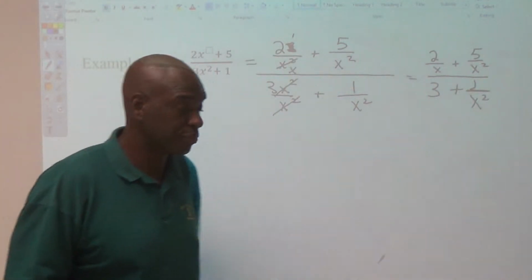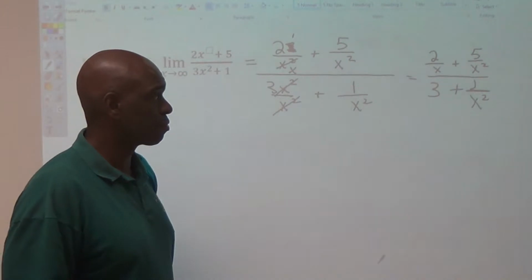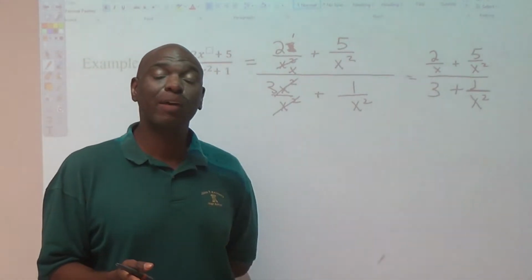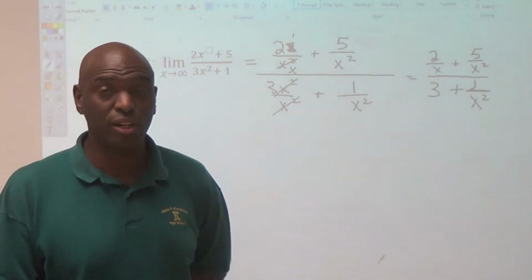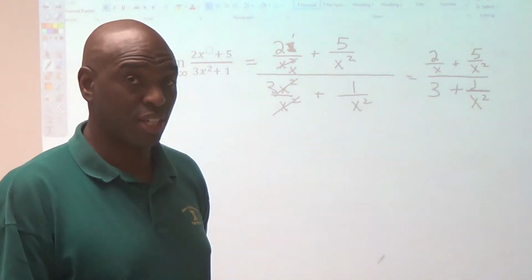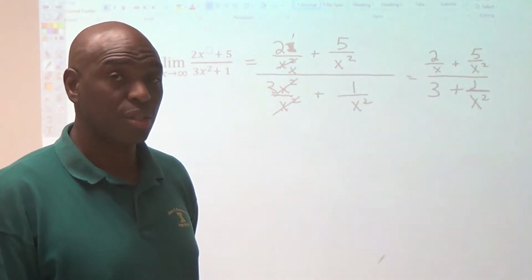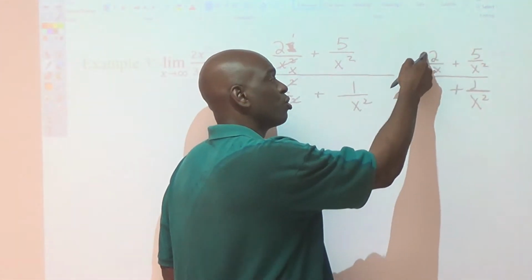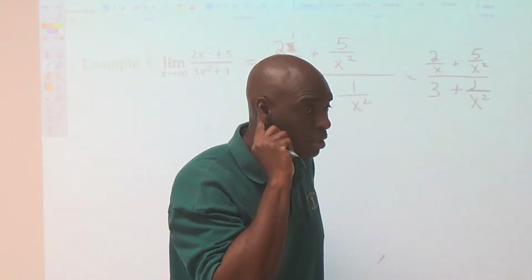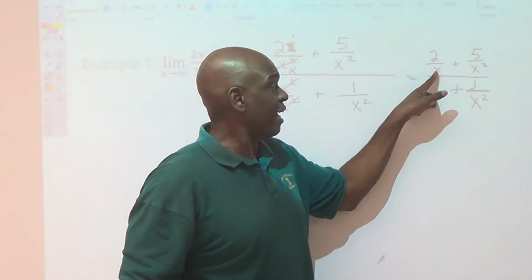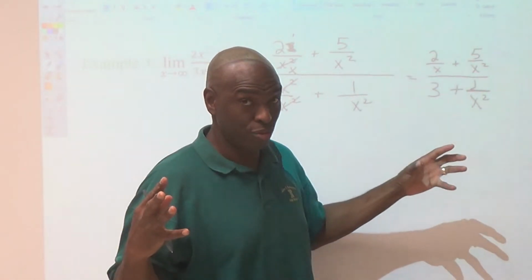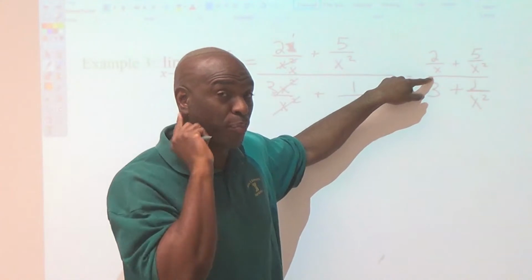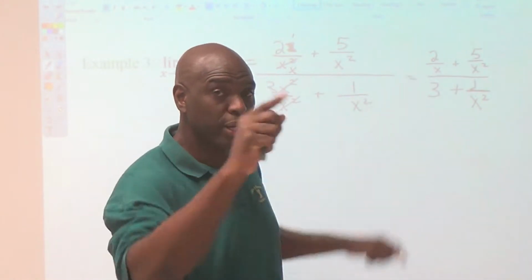We're almost there. All right, so what must we do now? Now we have to look at what happens as x gets very large. As x grows and x becomes large, what values do we get? As x becomes large, 2 over x becomes what? As x gets very large, 2 over a very large number approaches what? That's right, 0.